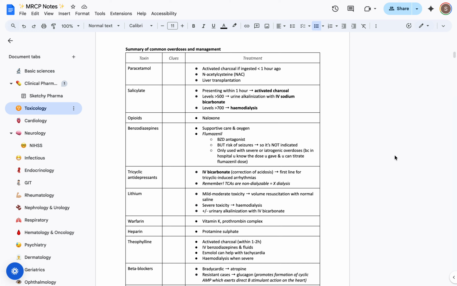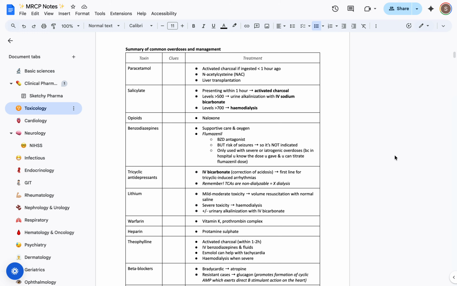Warfarin, vitamin K or prothrombin complex; heparin, protamine sulfate; theophylline. Okay, so theophylline is one of the drugs that binds to charcoal, and it's also a dialyzable drug. So if it's severe, you dialyze. If it's within 1 to 2 hours, you use activated charcoal. Otherwise, you just give IV benzodiazepine and fluids, and if the patient has tachycardia, you can give beta blockers.